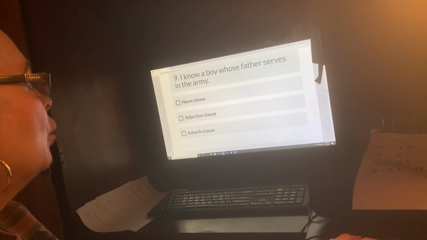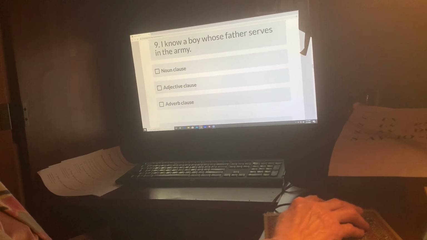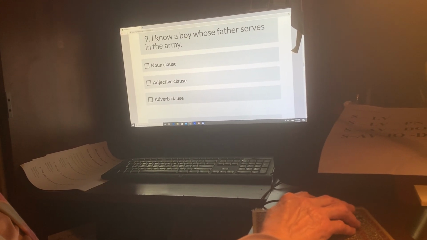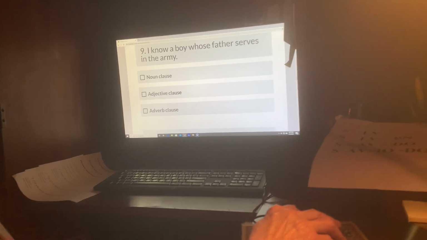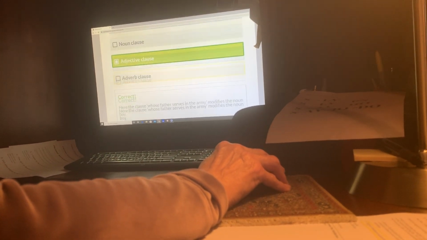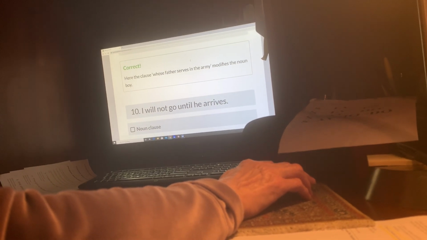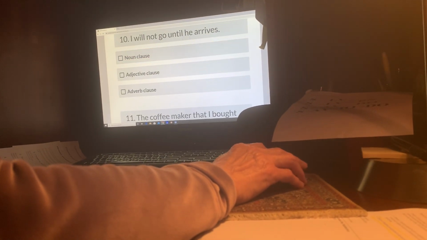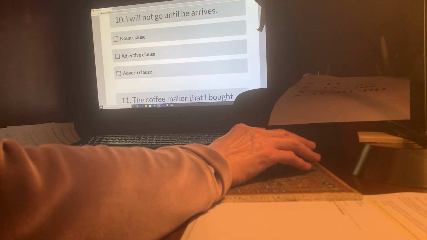Number 9. I know a boy whose father serves in the army. Who, whose, whom, which, that, there it is. Which boy? The boy whose father serves in the army. Yes, describing a noun has to be an adjective clause. And correct.